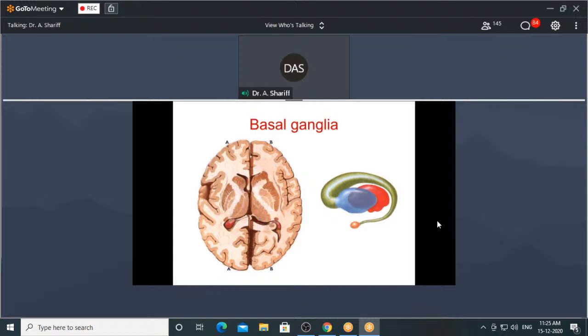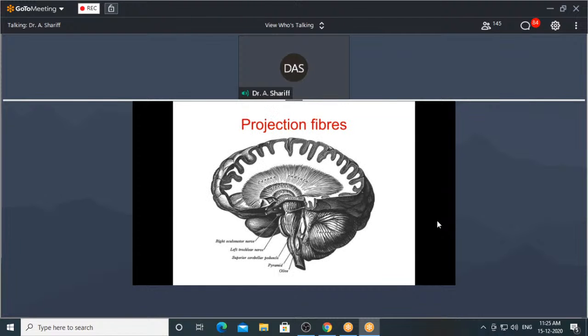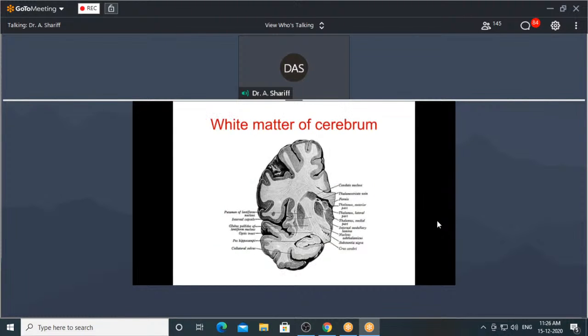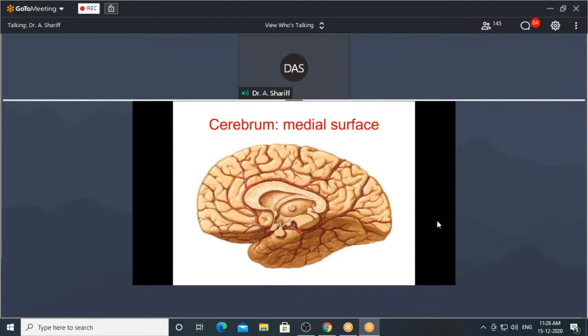Okay, now maybe we can go to the previous slide and let us say, just to get the orientation, I'll just show you the cerebral hemisphere. Okay, and this is the medial surface that we are looking at. This is the anterior pole, this is the posterior pole. Okay, and this is the corpus callosum.